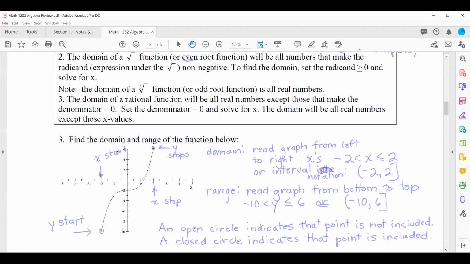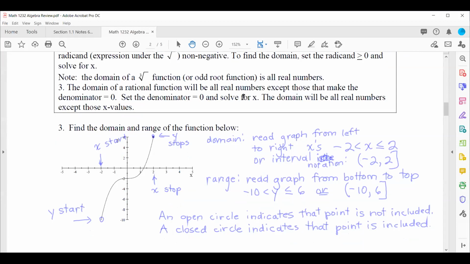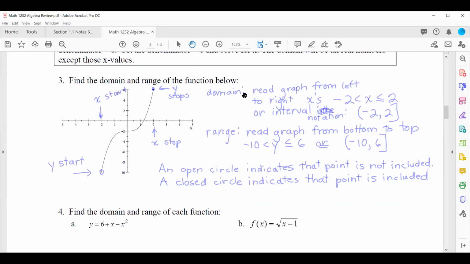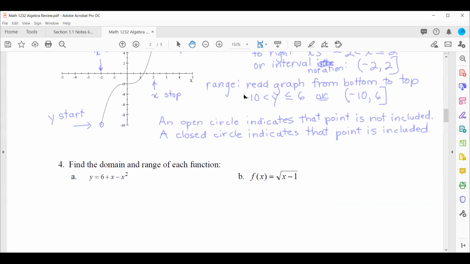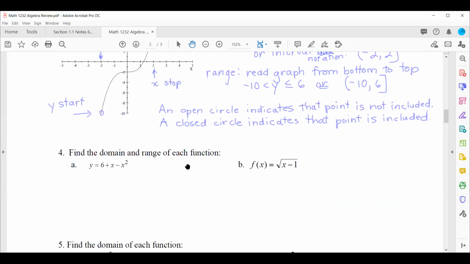Okay, so are there any questions on that one? Okay. All right, going to number 4. Find the domain and range of each function. And actually, let's just find the domain, because the range will take a little more work, and right now I'm really just interested in the domain.